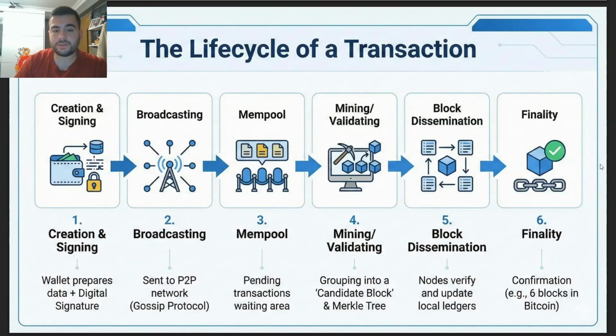Valid transactions enter the mempool, which is the waiting area. Here miners pick transactions, usually prioritizing those with higher fees, and bundle them into a candidate block. Once the block is formed and the consensus problem is solved, the block is disseminated to all nodes. Everyone updates their local ledger. However, the process isn't instant. We wait for finality. For example, in Bitcoin, we typically wait for 6 new blocks to be added on top to consider the transaction truly irreversible.